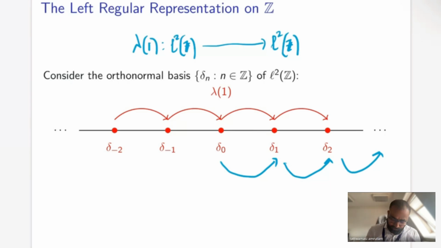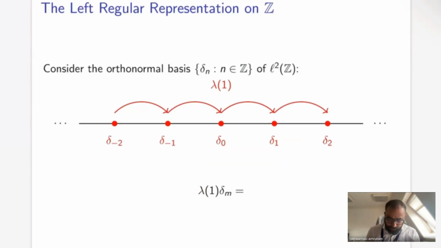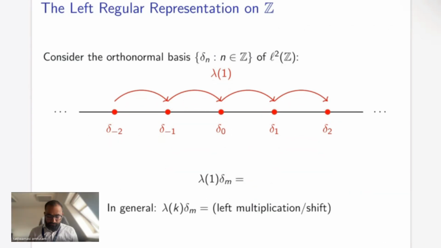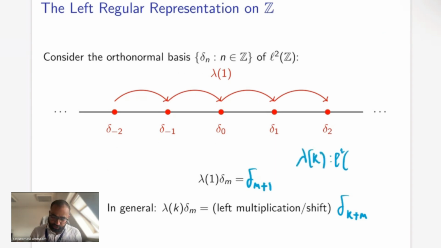So in general, if you take lambda 1 and apply it to any basis element delta m, it just takes it to delta m plus 1. You just translate it. And in general, for any k, lambda k shifts delta m to delta k plus m, and here I'm of course doing delta m plus 1. So in particular, each lambda k gives me a map from l2(Z) to l2(Z). All right, and it is defined exactly like this. It just keeps on shifting these orthonormal bases. And then I just do the same procedure that we did before.